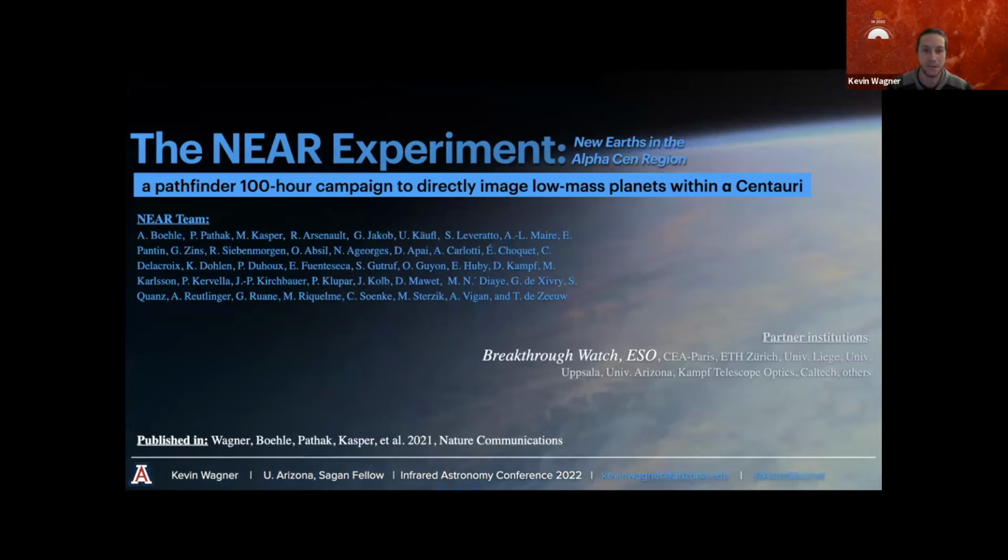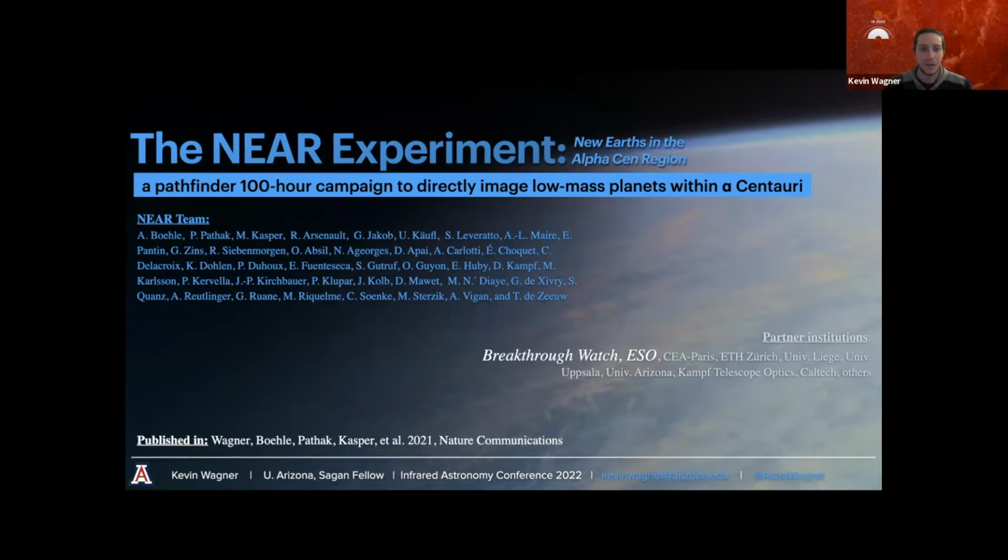So this brings us to the NEAR experiment, which stands for the relatively ambitious title of New Earths in the Alpha Centauri region. The goal of NEAR was to test out a full MidIR exoplanet imaging system to perform a long stare on the closest stars, in order to provide a sort of proof of concept that the ELTs will be able to reach exo-Earth imaging sensitivities.